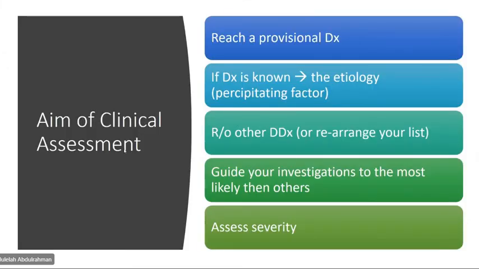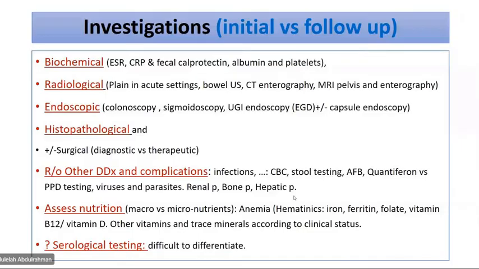Now, why do we do history and examination in an IBD patient or any case? Because it helps us to reach a provisional diagnosis. And if we know the etiology, for example, if a patient known to have Crohn's disease comes to emergency, it tells us why he's coming with a flare. Is it because he took non-steroidals? Is it because of an infection that triggered the flare? And again, to rule out other differential diagnoses and rearrange your list. This is why you need to take history and examination, then to guide the investigation to the most likely rather than the others, and then to assess severity, whether the patient has mild disease or severe disease. This is why it's important to go for clinical assessment.